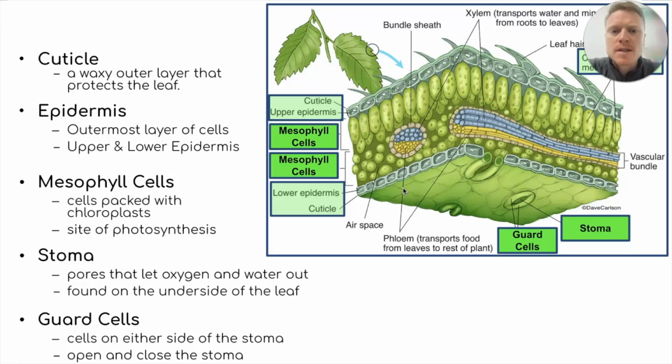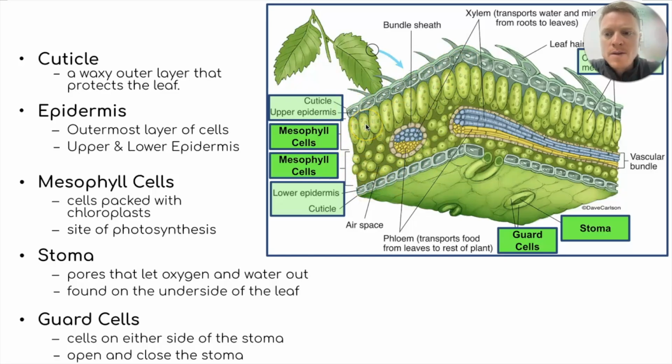The second layer is the epidermis, and so right below that are the epidermal cells. Epidermis really refers to the skin. Our skin cells are also called the epidermis, and so these are the epidermal cells here. And there's a top layer and a bottom layer of epidermal cells.